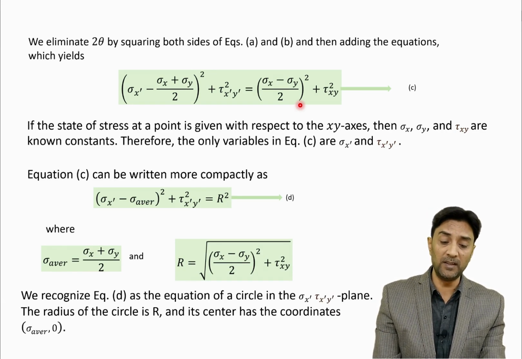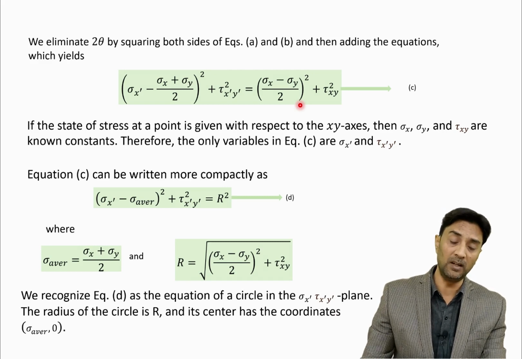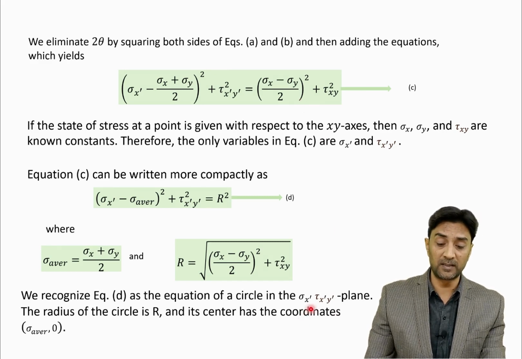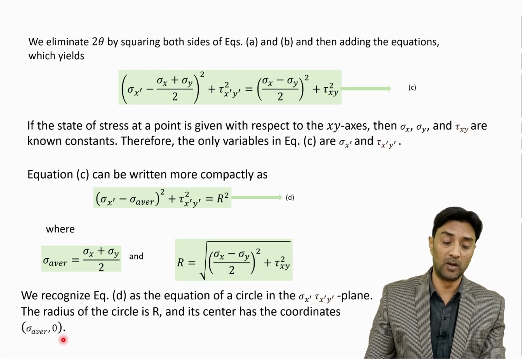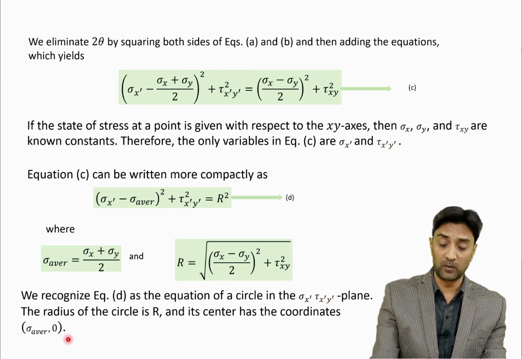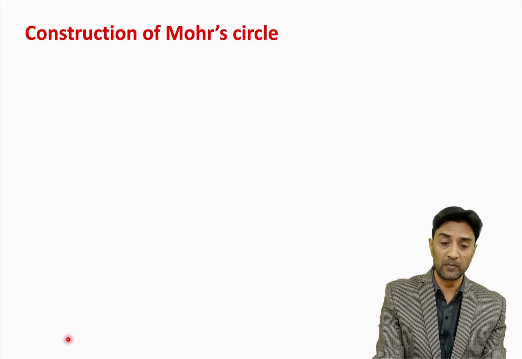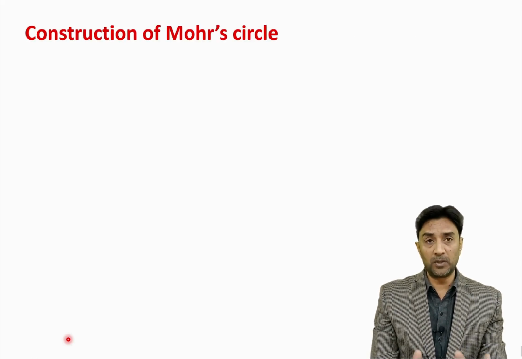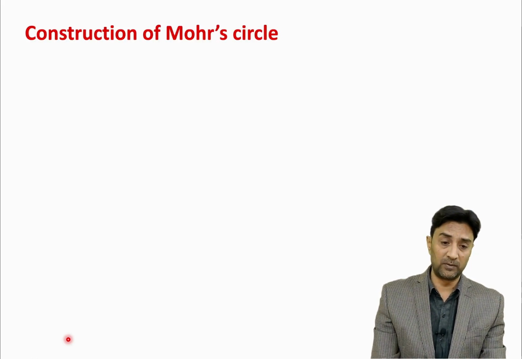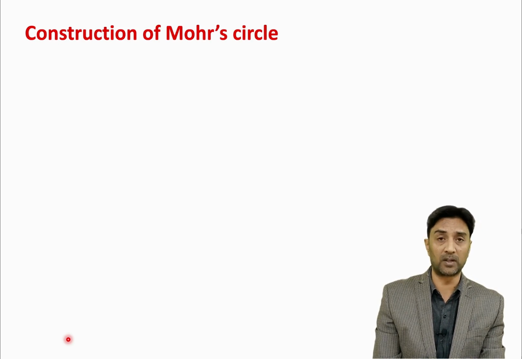So we recognize equation D as the equation of a circle in the sigma x dash, tau x dash y dash plane. The radius of the circle is r, and its center has the coordinate (sigma average, 0). Instead of a we have sigma average, and instead of b we have 0. So now we have developed the equation of a Mohr circle, and next we'll be discussing how to construct a Mohr circle.